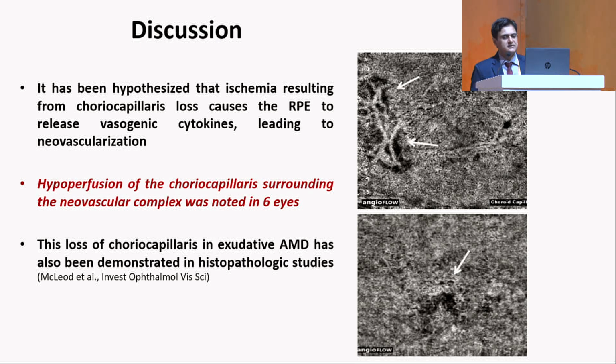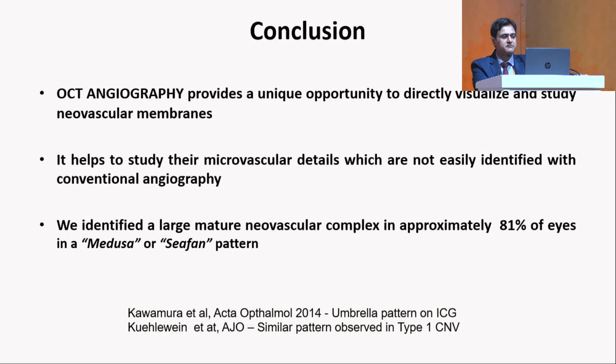So, this is another thing which we observed, that there is hypoperfusion of the choriocapillaries surrounding the neovascular complex, which could be a reason for the pathogenesis leading to the secretion of cytokines and VEGF that lead to the further proliferation of these membranes. So, this was one hypothesis made in a study also, that these areas of hypoperfusion which are present adjacent to the vascular networks are probably the main culprit for the formation of these vascular membranes.